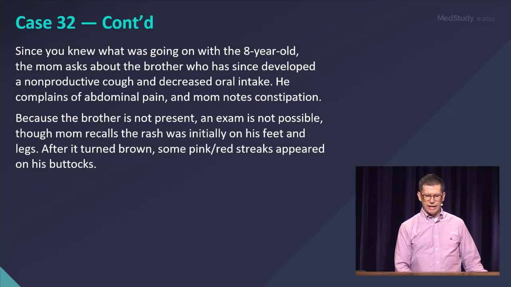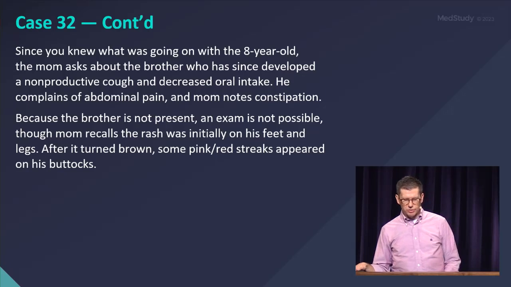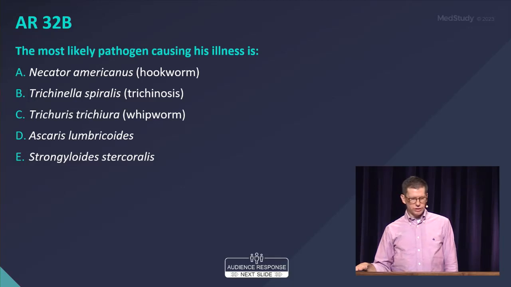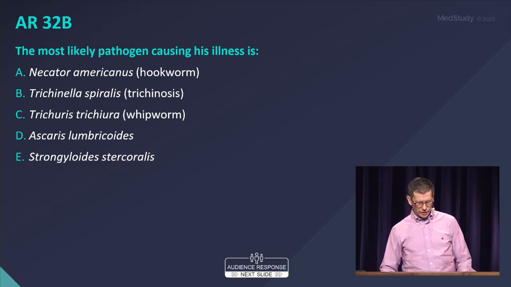So this is 32A, so let's go to 32B. Since you knew what was going on with the 8-year-old, the mom asked about the brother who has since developed a non-productive cough and decreased oral intake. He complains of abdominal pain and mom notes constipation. Because the brother is not present, an exam is not possible, though mom recalls the rash was initially on his feet and legs. After it turned brown, some pink-red streaks appeared on his buttocks. And remember this, the pace in which the brother's rash spread was greater than the sister's. So the most likely pathogen causing his illness is A, hookworm, B, trichinosis, C, whipworm, D, ascaris, or E, strongyloides.